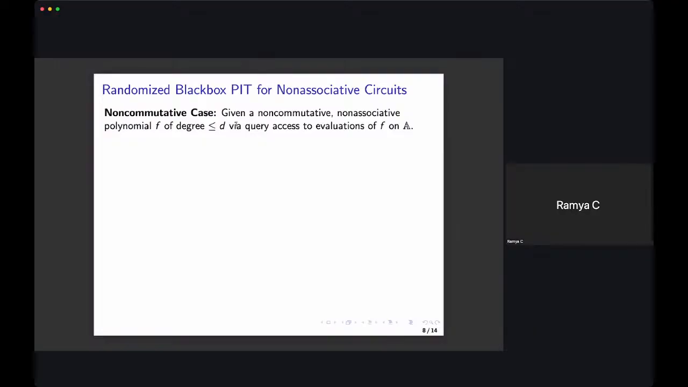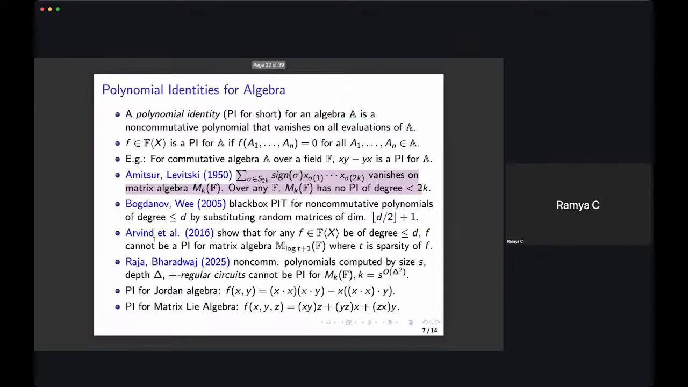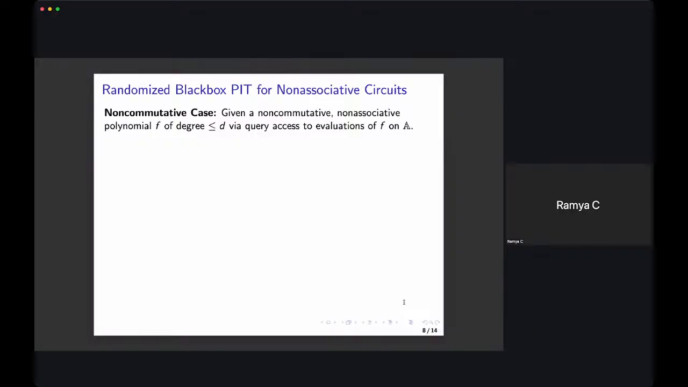And you want to test whether it is identically 0 or not by querying this polynomial on elements from a non-commutative, non-associative algebra. So the first thing that you would probably try is take known algebras that are non-commutative, non-associative and try to query f on those evaluations. Right? But the bad news is that from the previous setting, we know that there are these very low degree polynomials which are identities for such algebras. In fact, most of the known non-commutative, non-associative algebras satisfy low degree polynomial identities. And then you cannot query from that algebra.